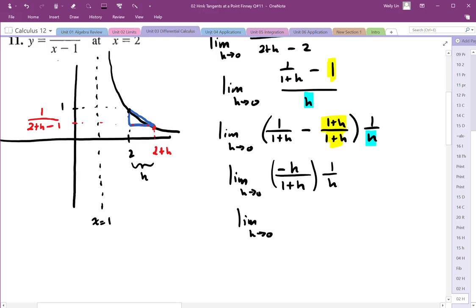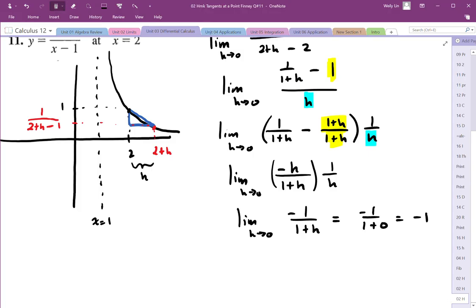So I end up with the limit as h approaches 0. And this is what we really wanted. We wanted to get rid of this 0 divided by 0, because that's what we're trying to get rid of. And we end up with negative 1 over 1 plus h. And as I let h go to 0, I end up with a slope of negative 1.